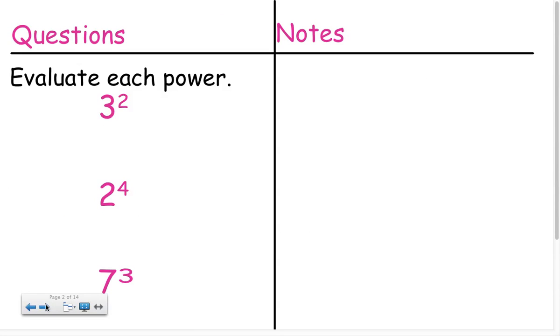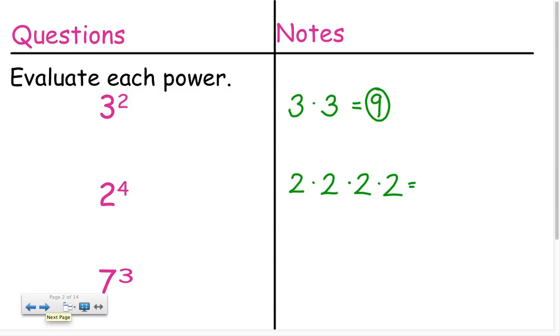Evaluate each power. So if we have 3 to the second power, that means we are multiplying 3 times 3, which equals 9. If we have 2 to the 4th power, we're multiplying 2 times 2 times 2 times 2, which equals 16.